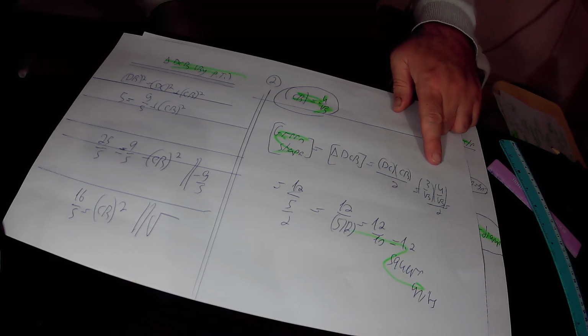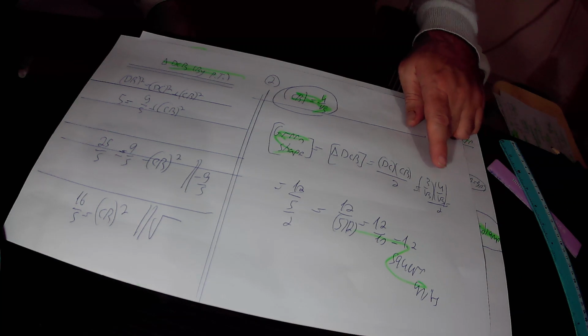3 times 4 is 12. Square root of 5 times square root of 5 is 5, over 2.